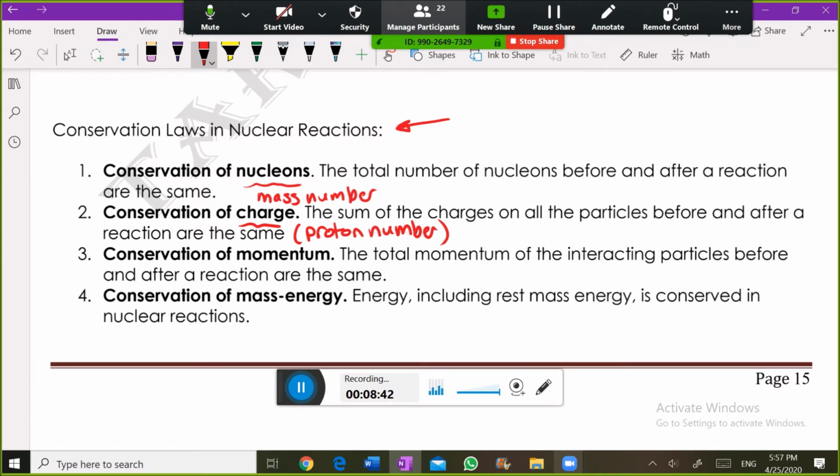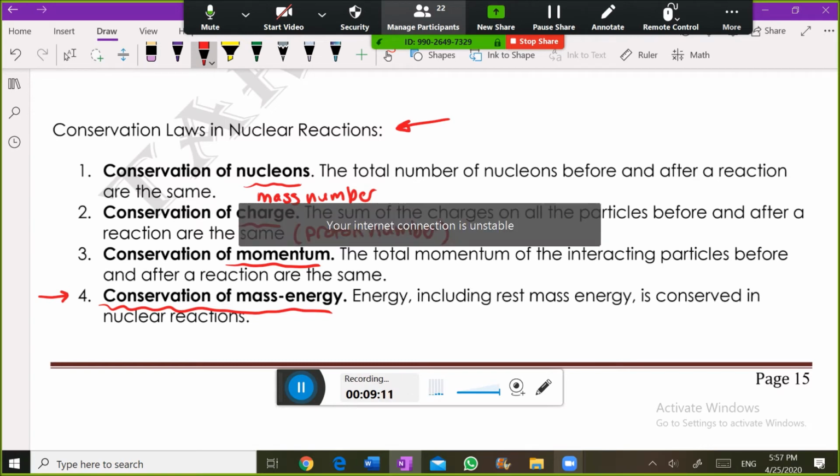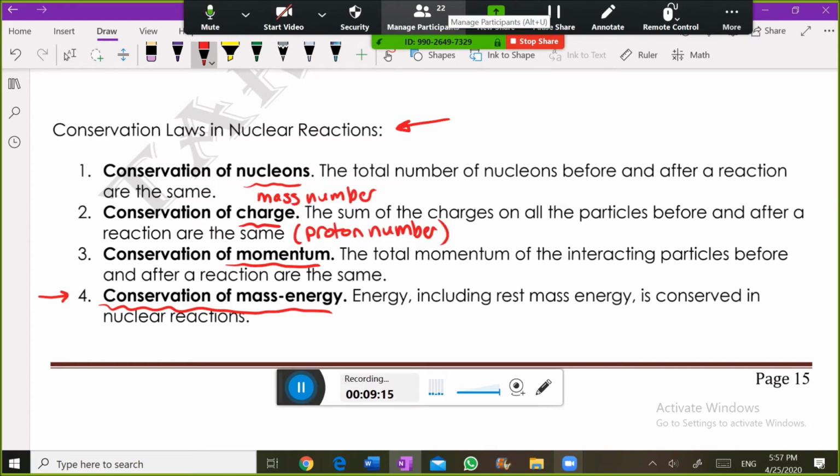So the total number of protons for the reactants must be equivalent to the total number of protons for the products. Conservation of momentum, right? Now, the new thing that I have to introduce today is the conservation of mass and energy. In the previous times, even in classical mechanics, energy is conserved, which means, guys, that the total energy input must be equivalent to the total energy output.